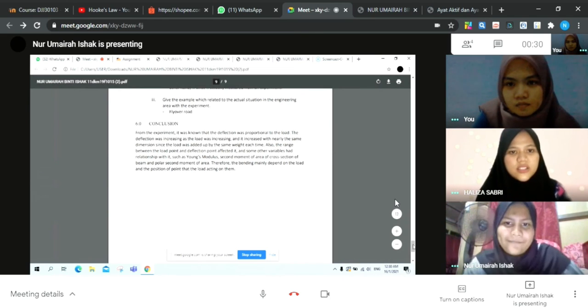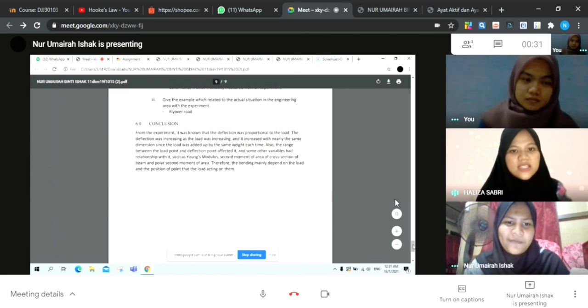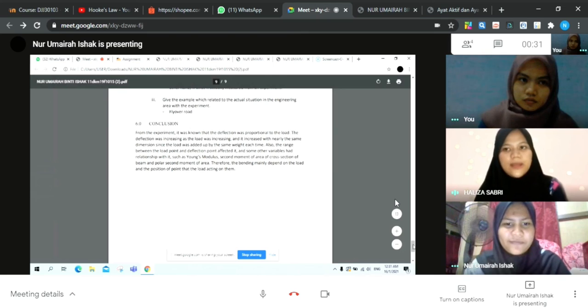Also, the range between the load midpoint and deflection point affects it, and some other variables have a relationship with it, such as Young's modulus, second moment of area of cross-section of beam, and polar second moment of area. Therefore, the bending mainly depends on the load and the position of the point that the load is acting on.